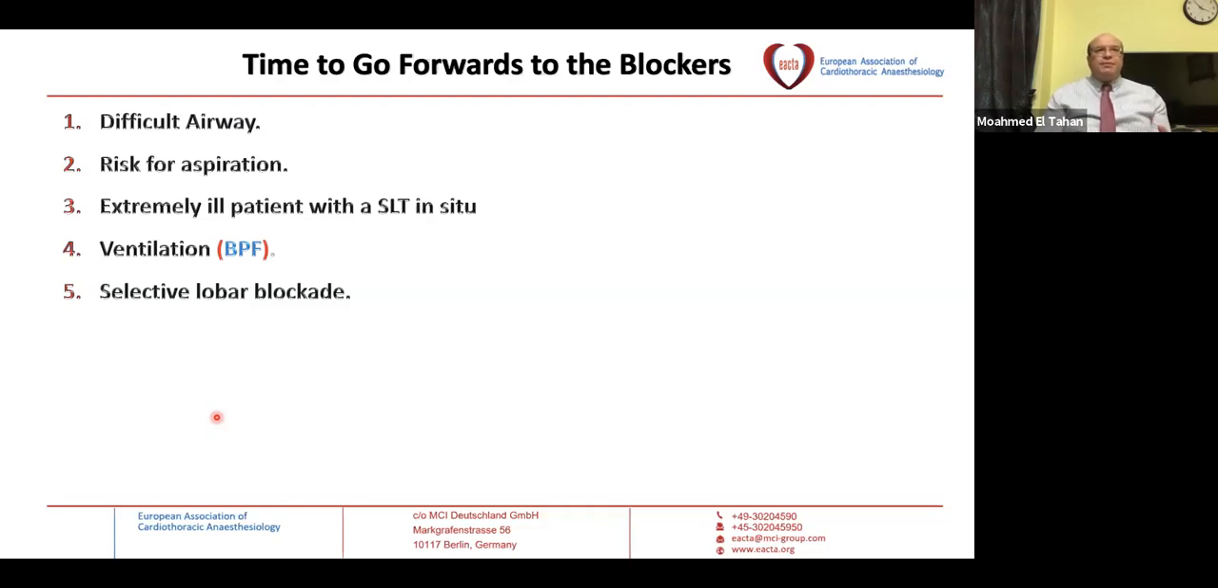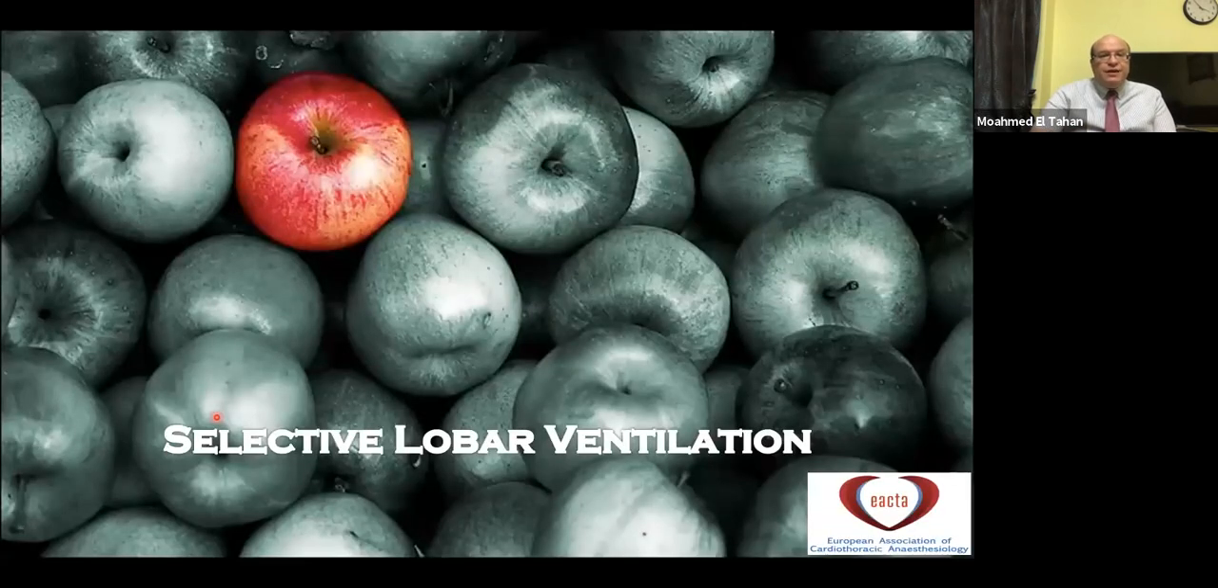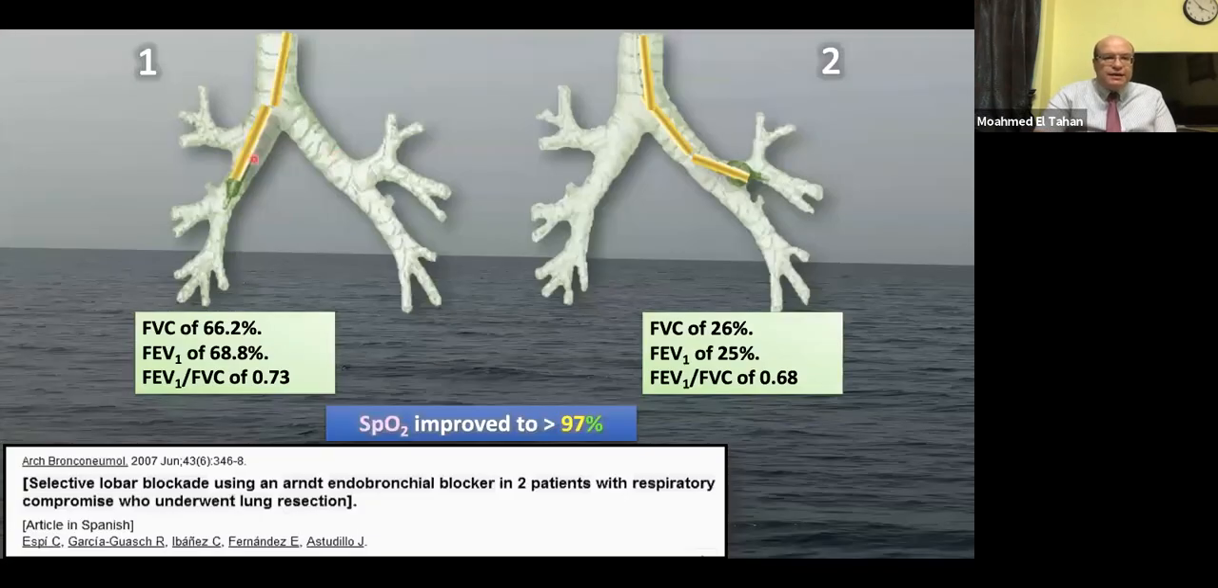If you have a patient with a previous left pneumonectomy and there is surgery on the right side, it doesn't make sense to deflate the whole right side. Here you are using a blocker to just deflate the operating lobe, either the upper, middle, or lower lobe on the right side. It's called selective lobar blockade. You are selectively blocking one of the lobes, which is the red one here. As you can see, the blocker is advanced to block the bronchus intermedius, or for example, to block the right upper lobe here.